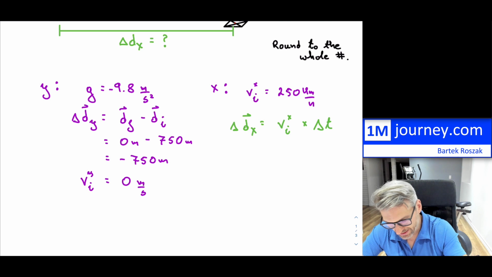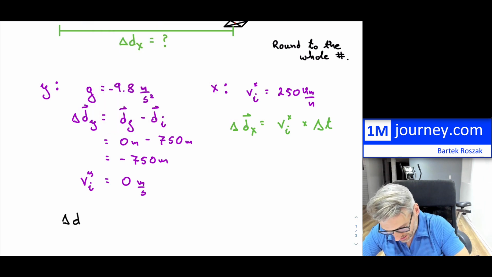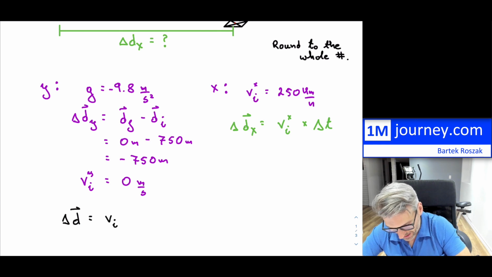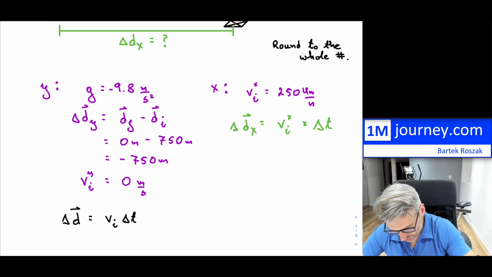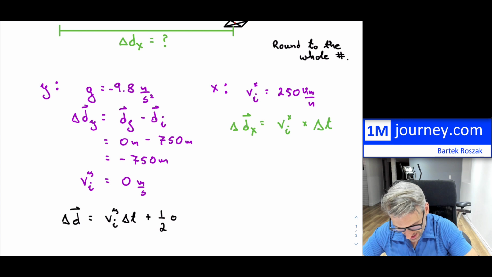Don't forget that ultimately, our total displacement is equal to, and please recall this, the equation from kinematics. This is your initial velocity, which for us is in the y direction, multiplied by the amount of time, plus 1/2 times acceleration times delta t squared. So this is what we have.